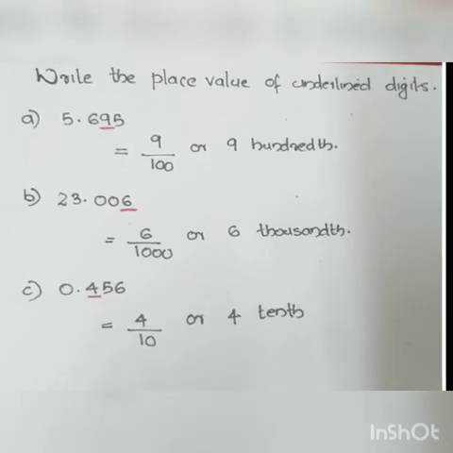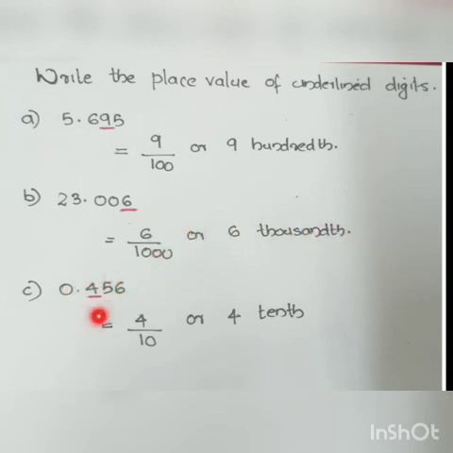Then the second question: 23.006. Here 6 is underlined. So comparing, after the decimal point the third position is 6, isn't it? I said the first position is for tenths, the second position for hundredths, the third position for thousandths. So you can write 6 thousandths or 6 by 1000.